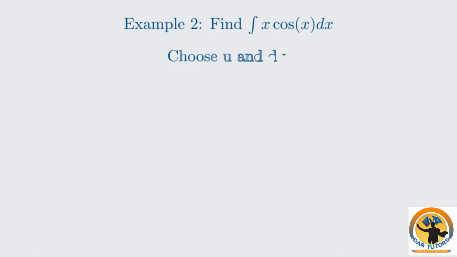Our objective is to find the integral of x cosine of x dx. Again, we need to choose u and dv. We have x and cosine of x. Let's choose u equals x and dv equals cosine of x dx. Now we differentiate u to find du and integrate dv to find v.